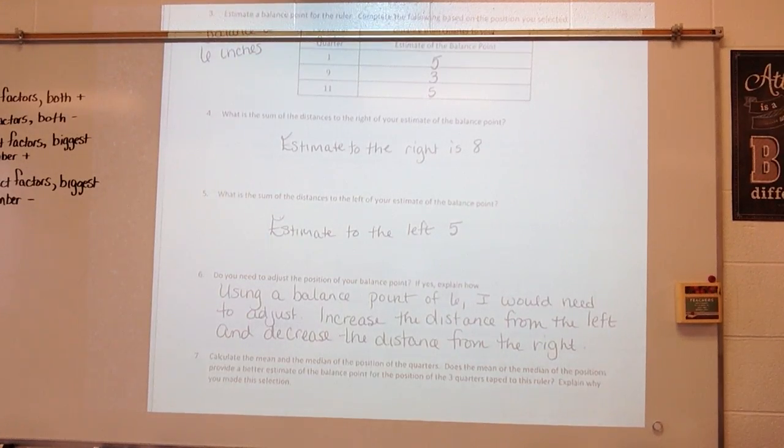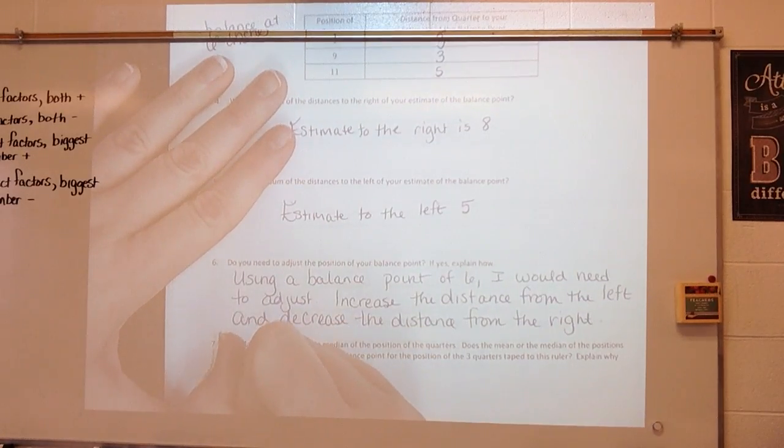Calculate the mean and the median of the position of the quarters. Does the mean or the median of the positions provide a better estimate of the balance point for the position of the 3/4 taped to the ruler? Explain why you made this decision. Alright, so the mean of the positions, so how would I calculate the mean?